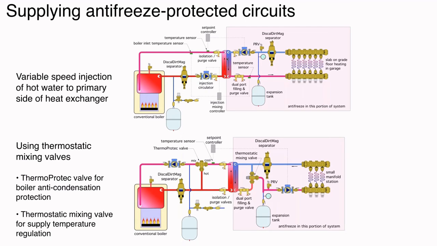Here's another way to do it. You could do it with a thermostatic mixing valve rather than a variable speed injection system. I do want to stress here that we have got boiler protection. We've got a thermal protect valve. This is a thermostatic mixing valve. When you have a garage floor or any high mass load that could be at a very low temperature, even a sub-freezing temperature, you want to make sure that you don't hold a conventional boiler in a sustained flue gas condensing mode. So using a thermal protect valve, that basically is protecting that boiler. It's keeping the boiler inlet temperature above the dew point of the flue gases.